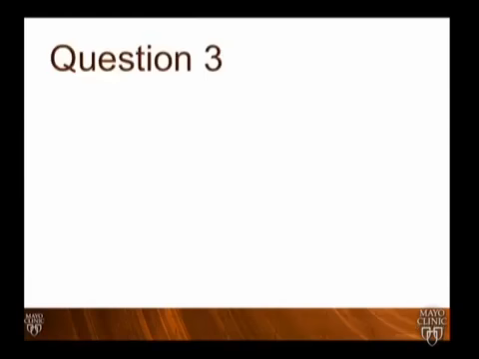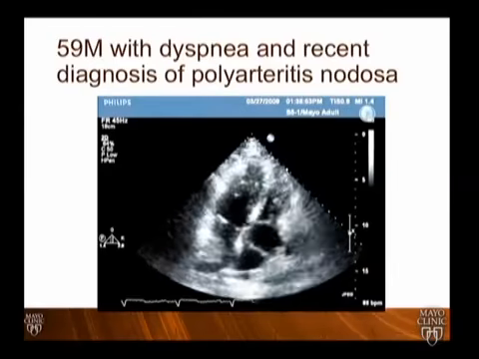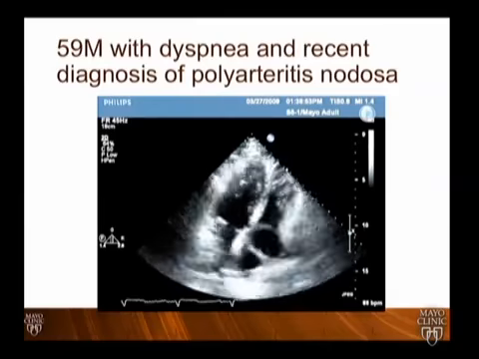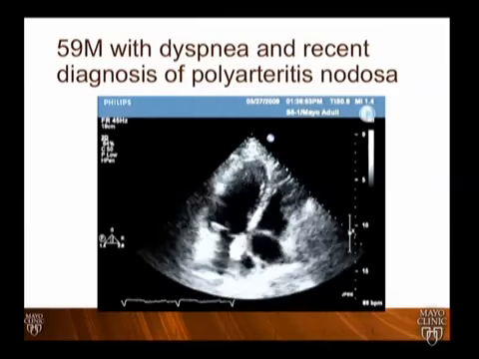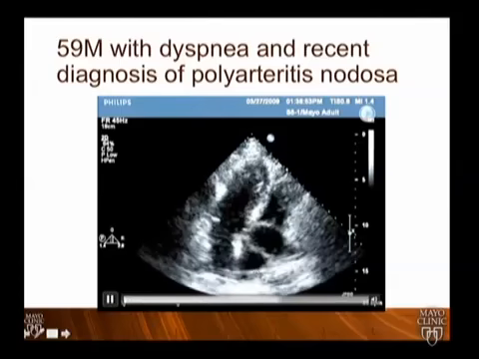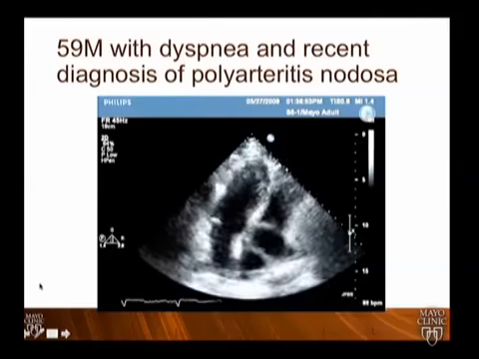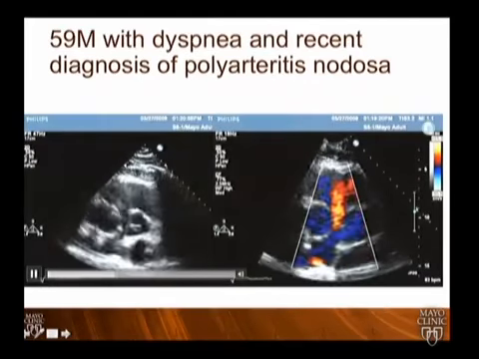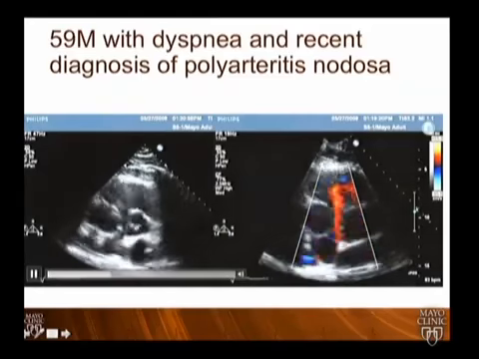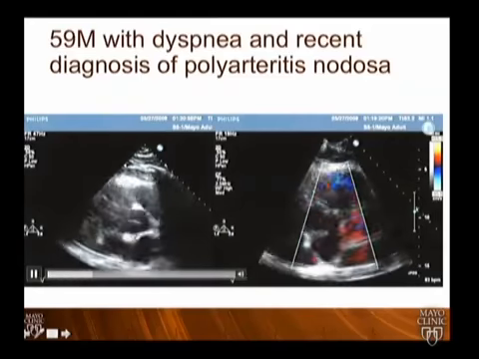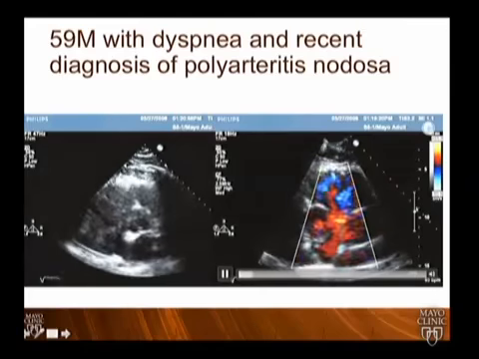So next question, 59-year-old man with dyspnea and a recent diagnosis of polyarteritis nodosa. So this is a transthoracic, and again, Mayo Clinic format. So right ventricle here, right atrium here, something here, and then I'll show you a short axis at the level of the aortic valve here. So aortic valve, right ventricular outflow tract. Here there's something here, and then this is with color flow.